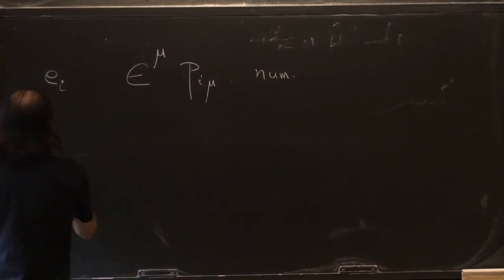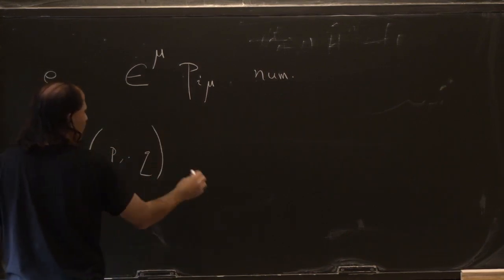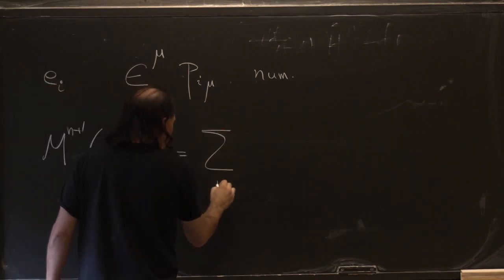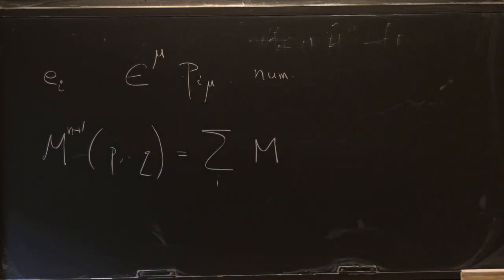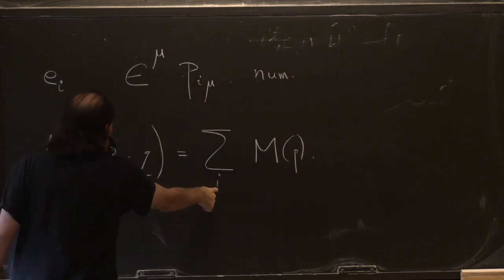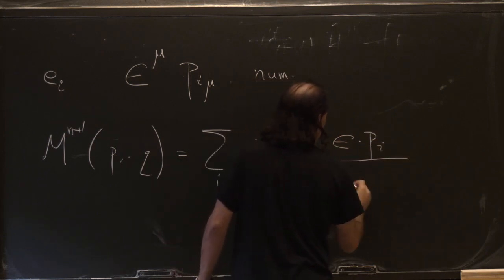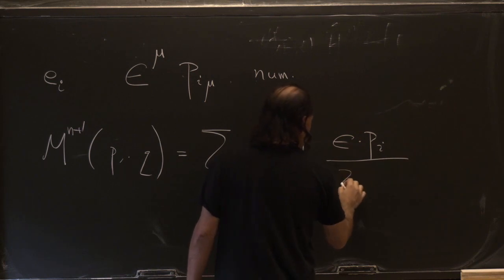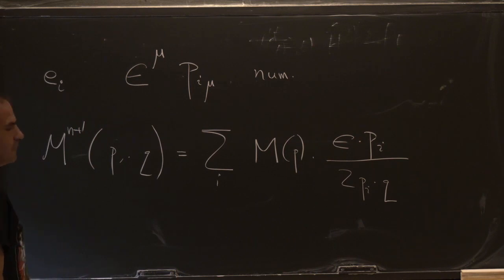And therefore, we learn that the amplitude for n plus 1 particles, with the p's and a q added, is equal to a sum over all the i's. The rest of this diagram, in the limit as q goes to 0, is just the n-point amplitude. So it's just the sum over i of M of p. But for each i, we have to write this factor, epsilon dot p_i over, from the propagator there, 2 p_i dot q.